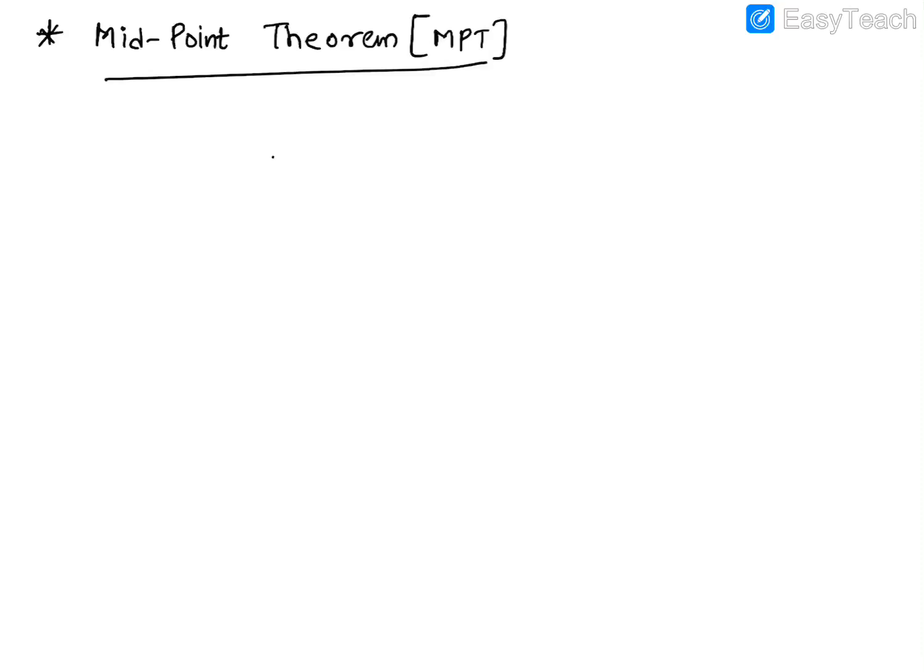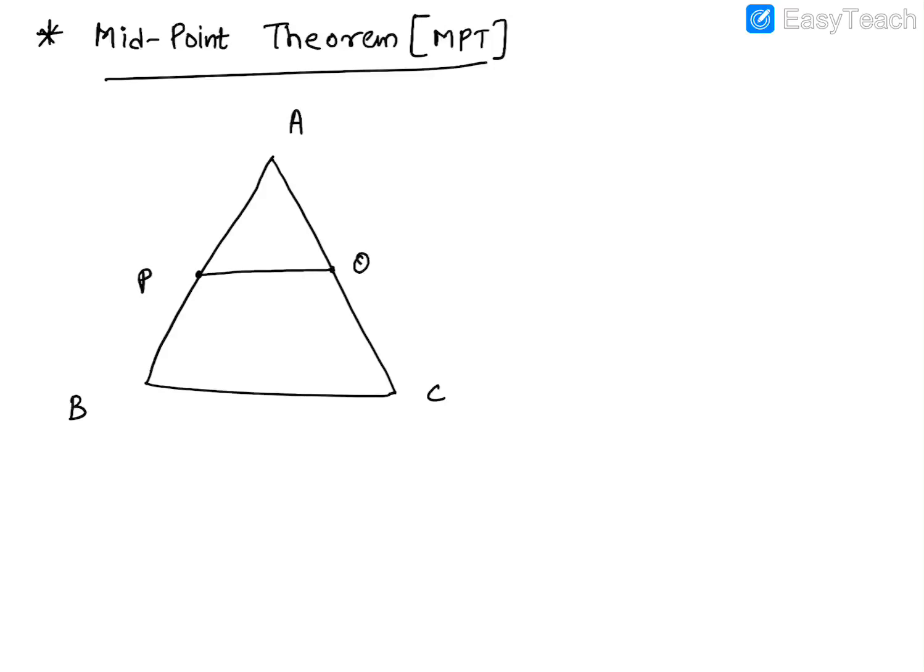It says that if you have a triangle, so there is a triangle ABC, and these are the two midpoints of the triangle, say point P and another point Q. So since they are midpoints, AP will be equal to PB and AQ will be equal to QC. So AB may not be equal to AC, but P and Q are the midpoints of AB and AC respectively.